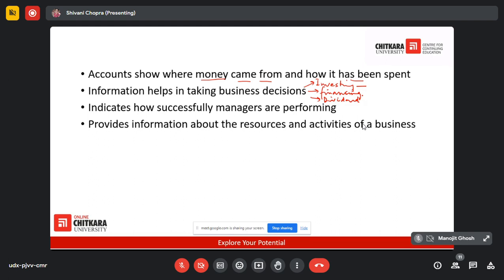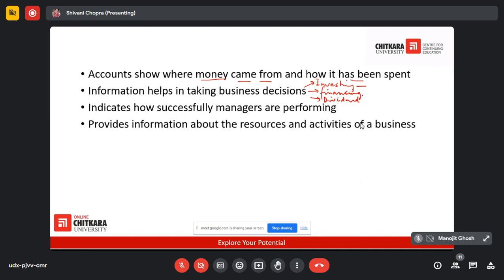That is financing decisions. Dividend decisions is whether you should give dividend to the business owners or you should retain the funds in order to reinvest in the business. So these are the three broad categories of business decisions. And in order to take relevant, appropriate, or adequate business decisions, we need information. That information is provided by the financial accountant to the management accountant and is used by the top management. Plus, it indicates how successfully managers are performing.